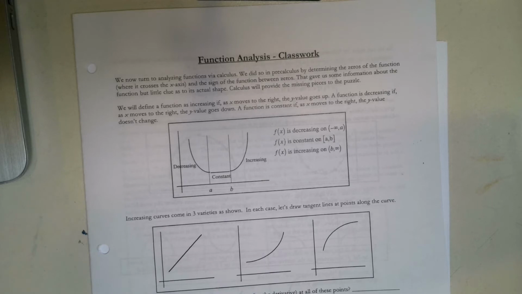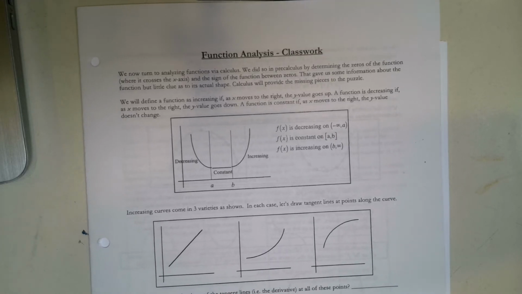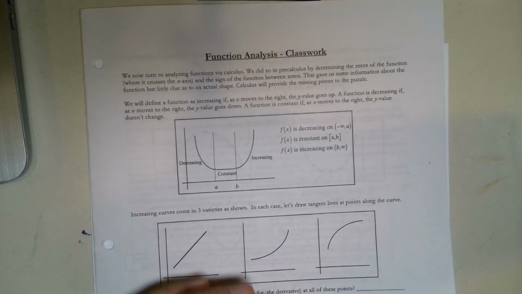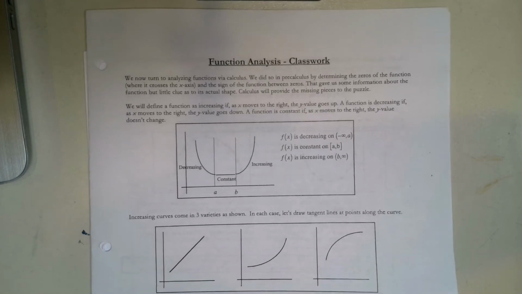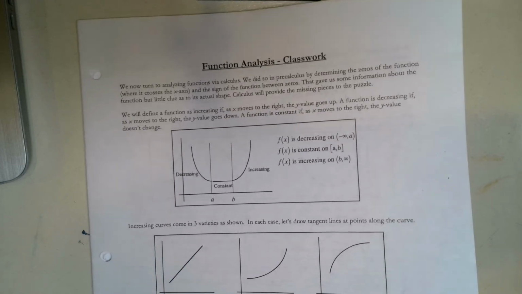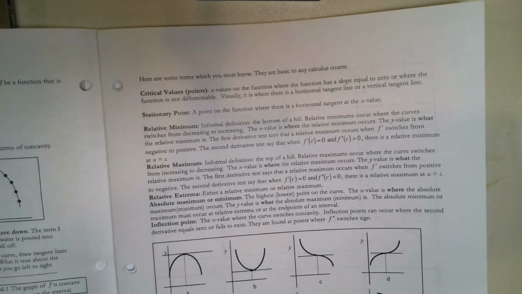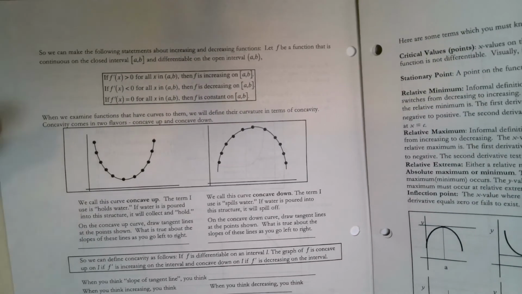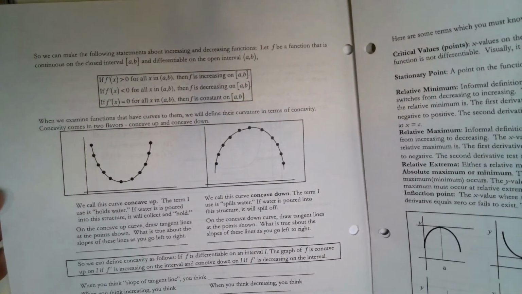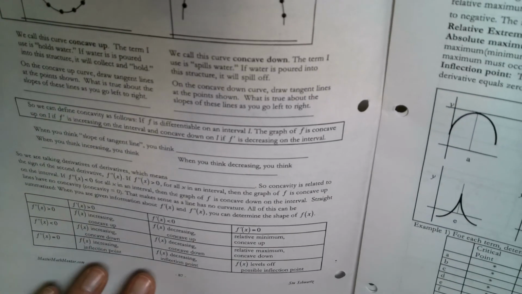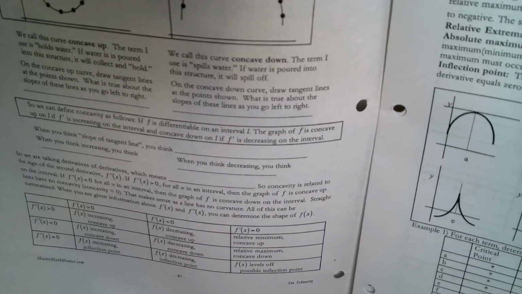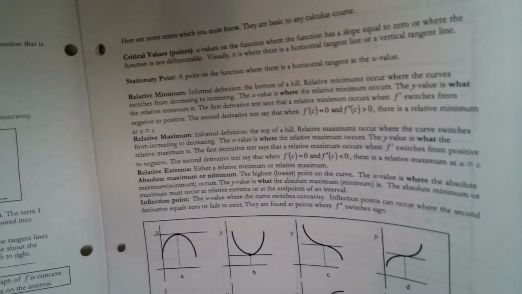It talks about if you draw tangent lines, and it's just kind of wanting you to make connections. I don't really want you to work anything on the first page. Again, that's just kind of information. I don't really want you to work anything on the second page. Again, it's just reviewing. Down at the bottom, it has this nice little chart about increasing concavity and the relationships.